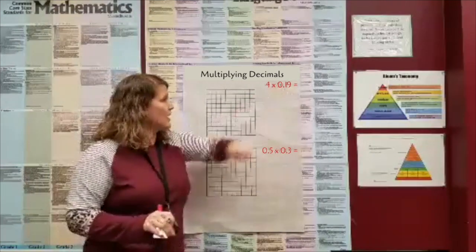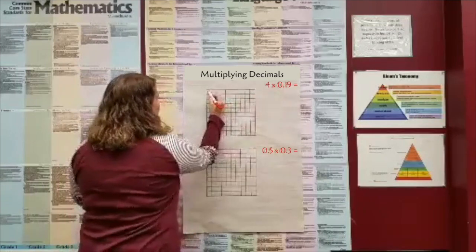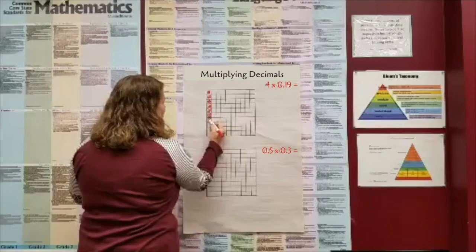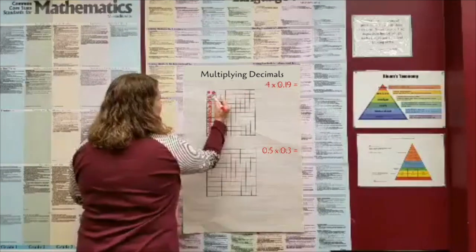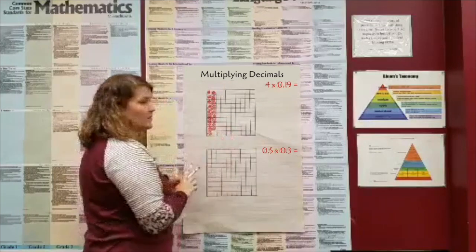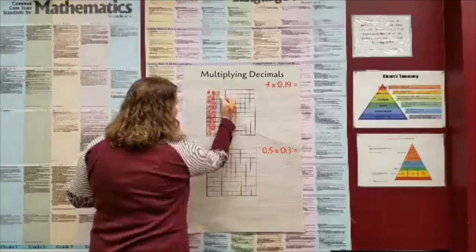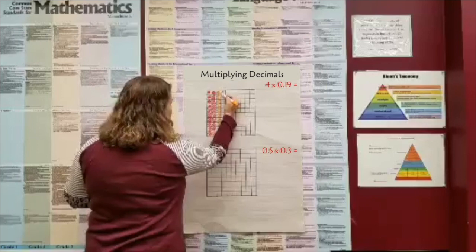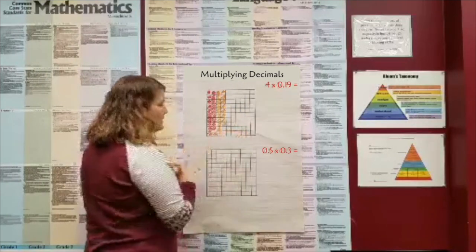So watch what I do. I have 19 hundredths. So what I'm going to color in is 1/10, which would bring me all the way down the row, and then 9 more. And that's my 1, and I'm going to do it again. There's 10, 11, 12, 13, 14, 15, 16, 17, 18, 19. And I'm going to do it again.